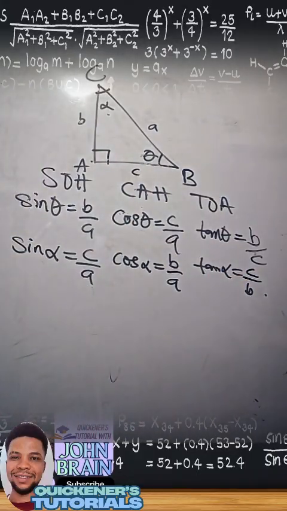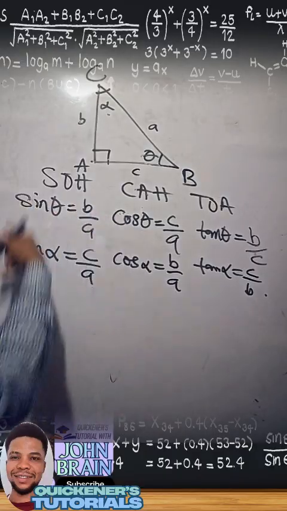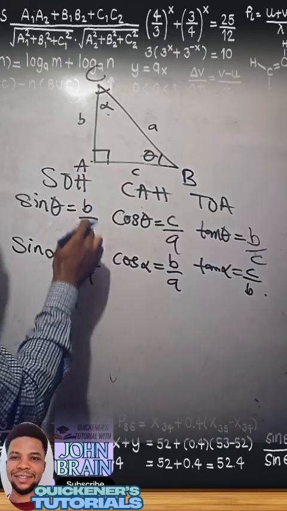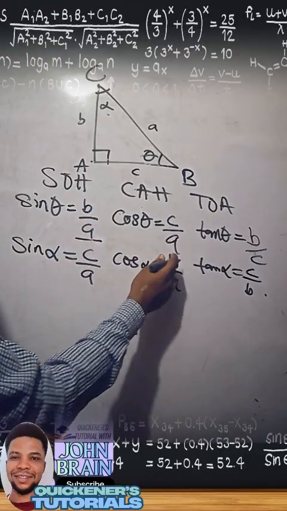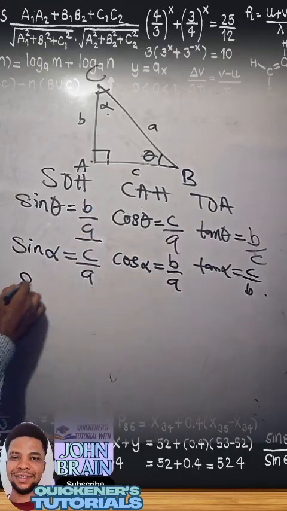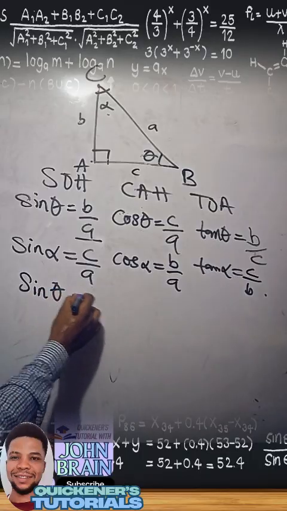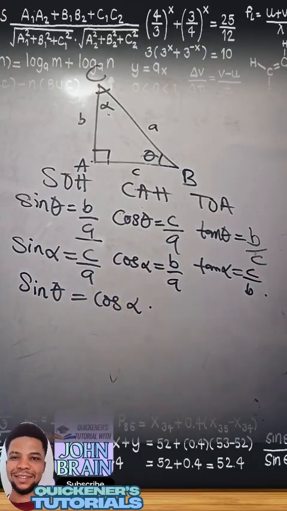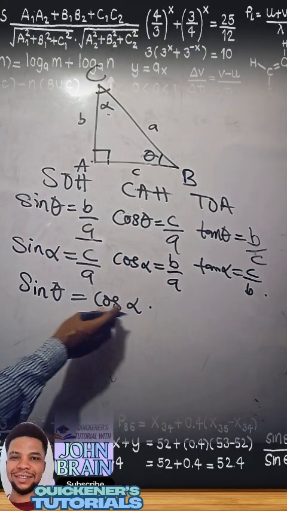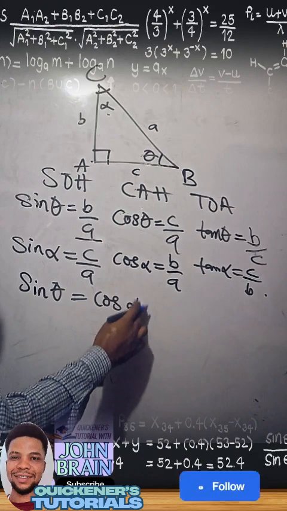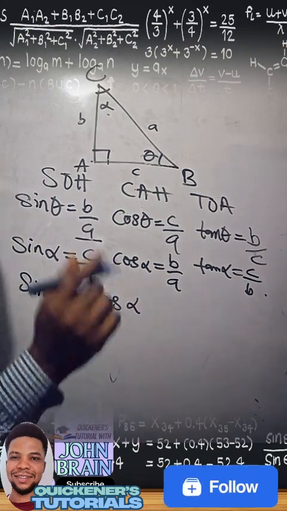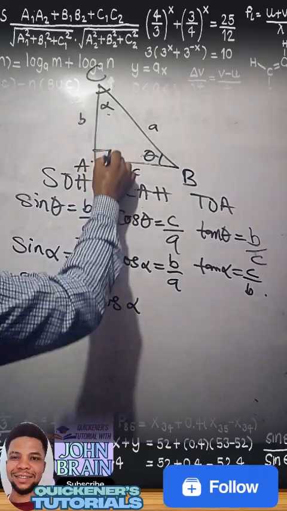Now, what do we understand? We understand from this whole theorem that B over A here is also B over A here. So therefore, sin theta is equal to cos alpha. Alright, look at it, B over A, this is B over A. It doesn't stop there. We have to express alpha in terms of theta. Now let's do that. This is 90 degrees.